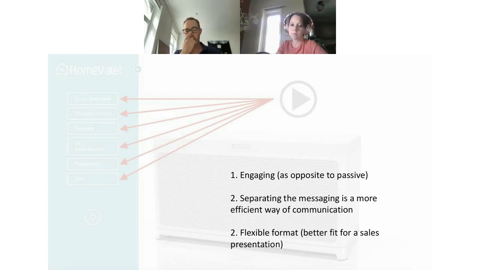Also, it creates a flexible format, which works better for sales presentations. So, whether customers are clicking through it by themselves or watching it by themselves, or whether you have a salesperson going through it with a client on a call, it's a much better way to interact during the sales presentation or sales call than trying to ask people to pause the video or the animation at certain places. And if they watch the whole animation, then some points are going to go missing along the way.